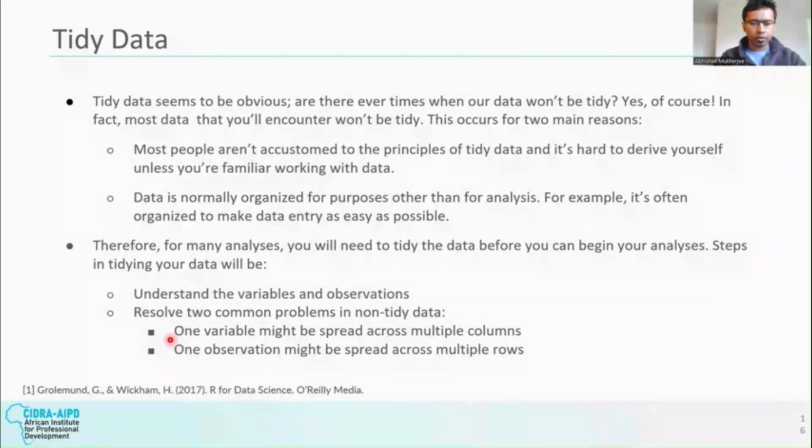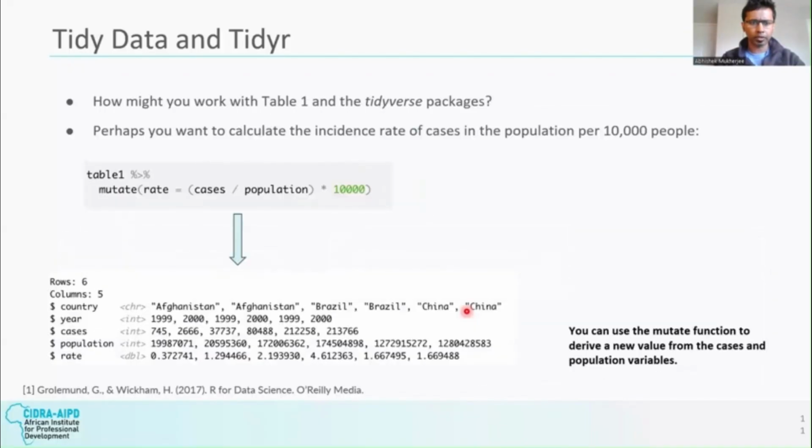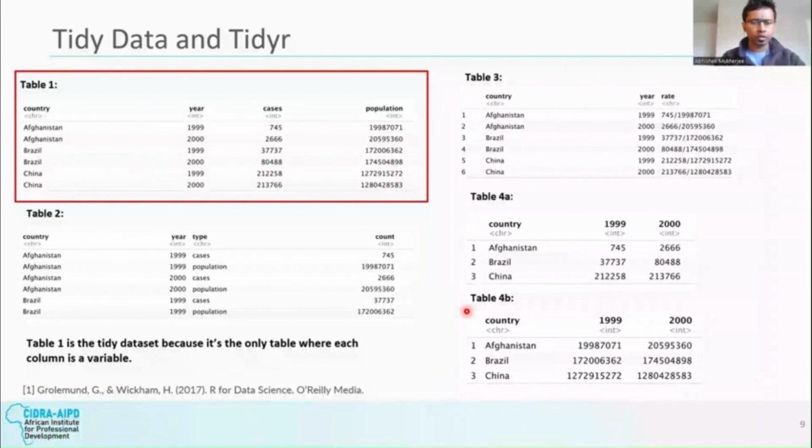Some of the challenges with the non-tidy dataset are, number one, where one variable might be spread across multiple columns, and number two, where one observation might be spread across multiple rows. So let's deal with them one by one. First, we'll start with the first one, where one variable might be spread across multiple columns, and how do we convert the non-tidy data set to a tidy data set in that scenario. So let me first go back to the slide that we had seen earlier. In this slide, we had concluded that table 1 was in a tidy format, and all the other data sets were in a non-tidy format.